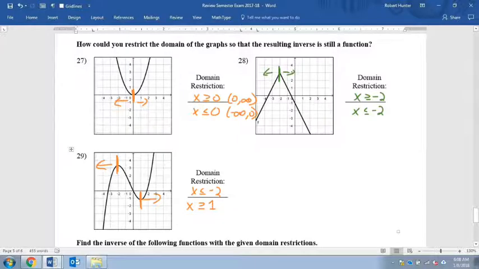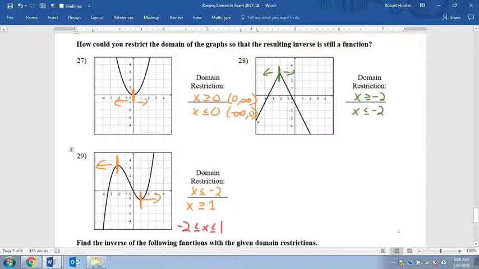So x is between those two, -2 less than or equal to x less than or equal to 1. All three of those are valid answers. All three of those restrictions would work. The first one, if I did -2, would give me something that looks like this. The second one would give me something that looks like this. The third one would give me something that looks kind of like that. And they're all going to be functions. Cool?